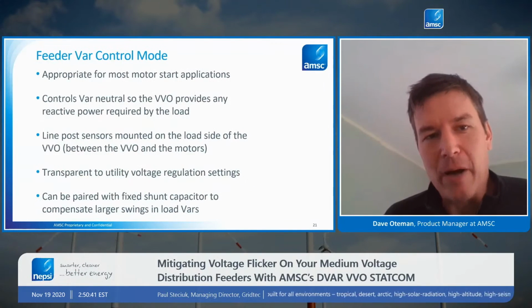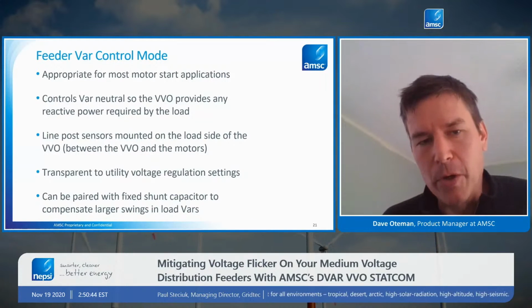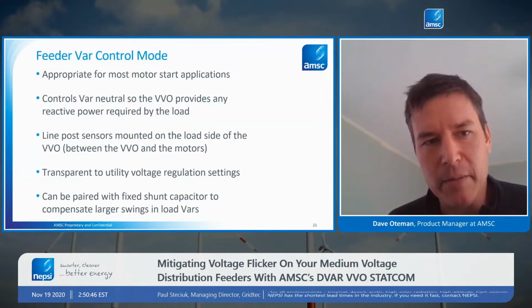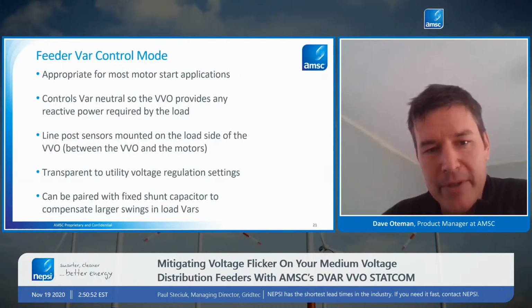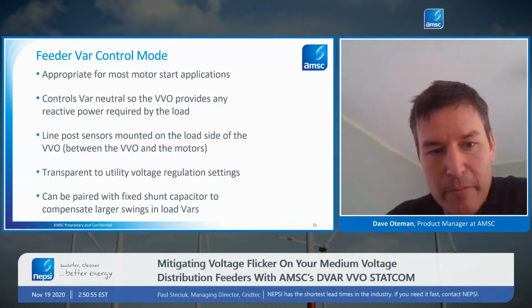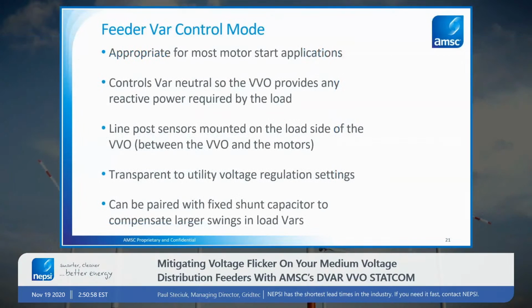Paul asked a question earlier about what's the control mode used, and we do typically recommend what we call the feeder VAR control mode. In this control mode, the VVO controller measures the load side VARs, which are the VARs drawn by the facility and the motor, and then the controller simply injects the opposite amount of VARs so that the net VARs seen by the utility is maintained as close to 0 as possible. So that's a very fast and a very robust control mode.